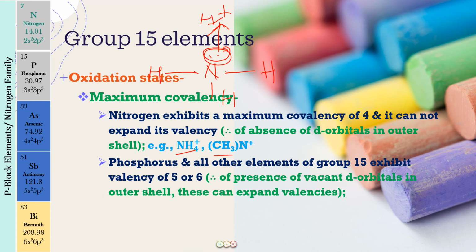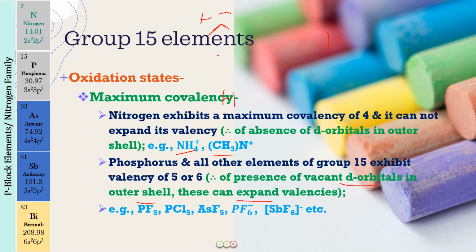Now phosphorus and all the other group 15 elements exhibit a maximum valency of 5 or 6 because of the presence of d orbitals in the outermost shell. Therefore, they can expand their valencies. For example, we have PF5. So what will happen in PF5? We will have phosphorus. Just let me wrap this up.